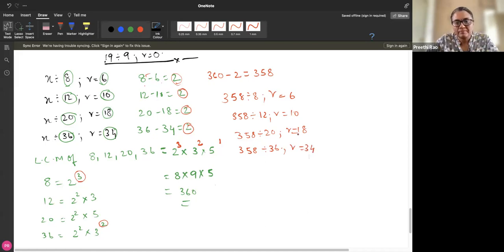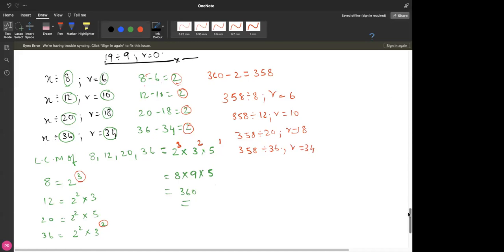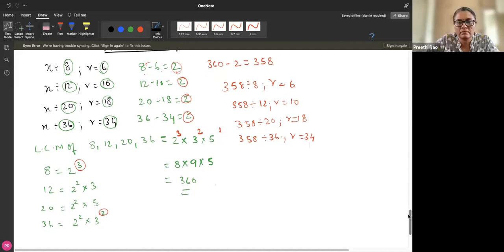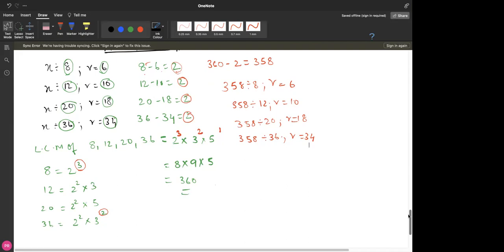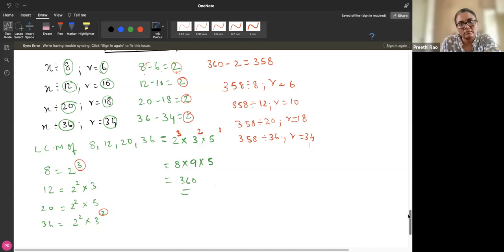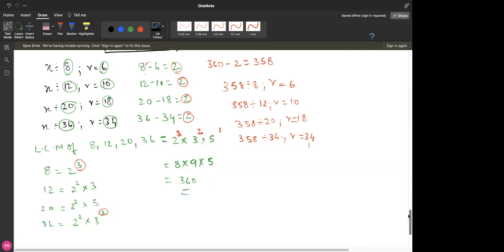Yeah. So basically we can have a number 360. We don't directly subtract 2 first. 360 is obviously the LCM of 8, 12, 20 and 36. So if you divide 360 by 8, the remainder will be 0. 360 by 12, the remainder will be 0, and so on with 20 and 36. But we want the remainder to be 6 and 10 and 18 and 34.